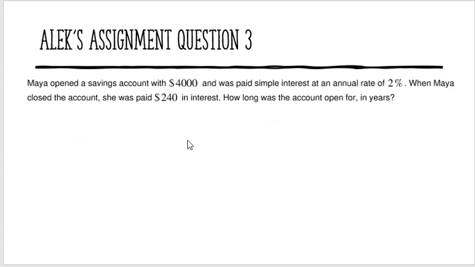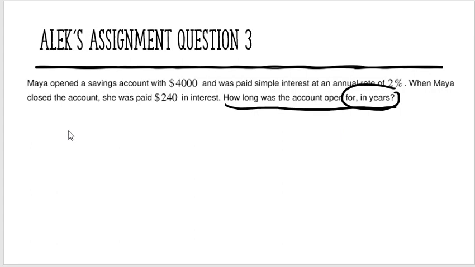Okay, so let's go ahead and look at another one. This is like question number 3 on your ALEKS assignment. Maya opened a savings account with $4,000 and was paid simple interest at an annual rate of 2%. When Maya closed the account, she was paid $240 in interest. How long was the account open for in years? Now, this one is a little bit different. Instead of having to figure out the interest, we want to know for how many years was the account open.